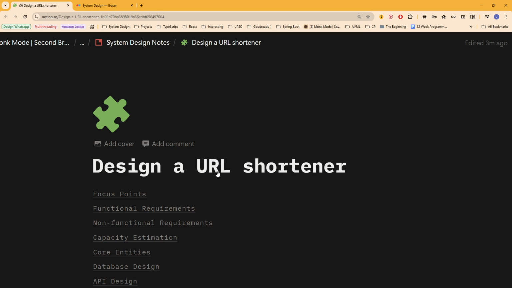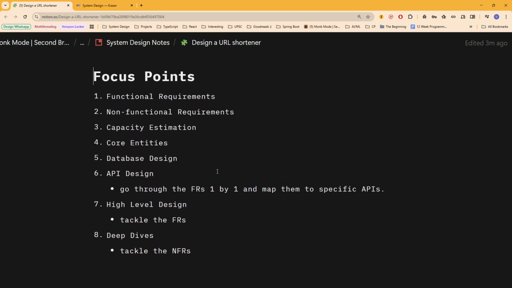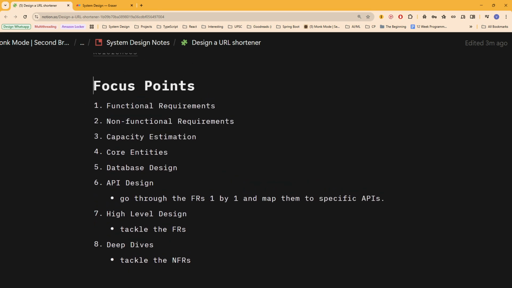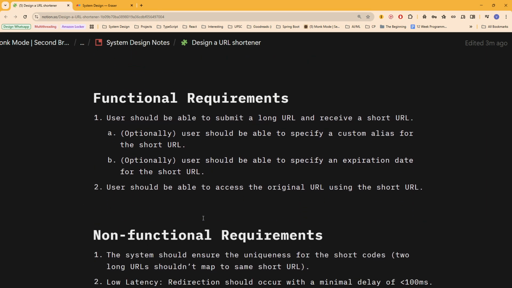So let's get started. We will touch upon these focus points for this particular problem, which are functional requirements, non-functional requirements, capacity estimation, core entities, database design, API design, high-level design, and then the deep dives. Okay, so let's get started with the functional requirements.